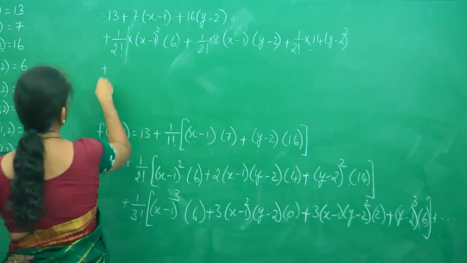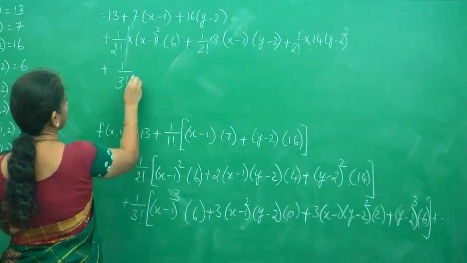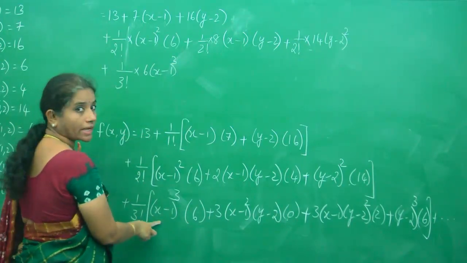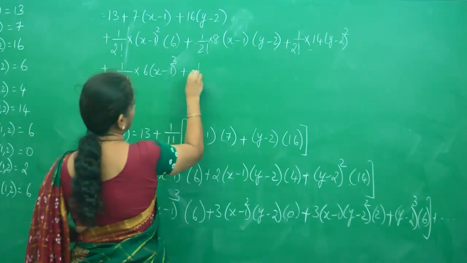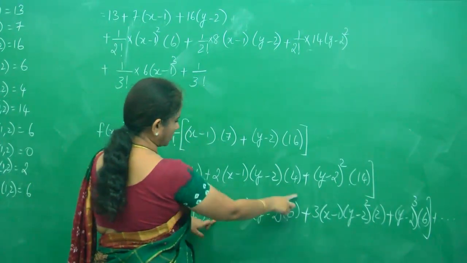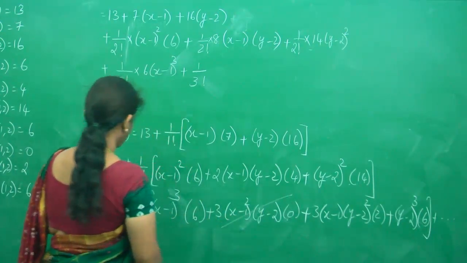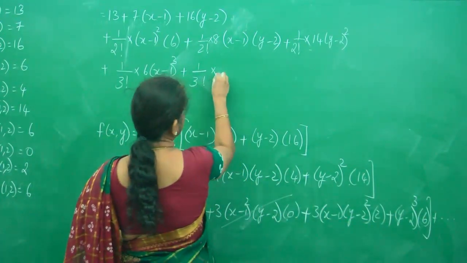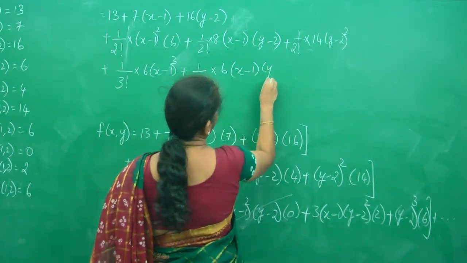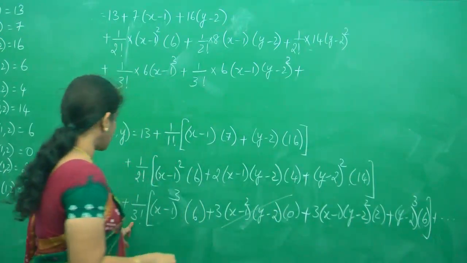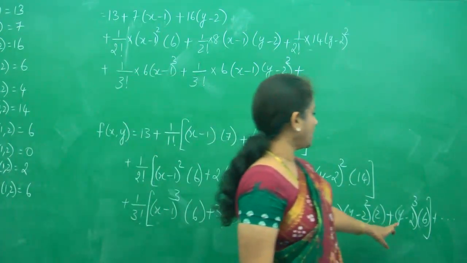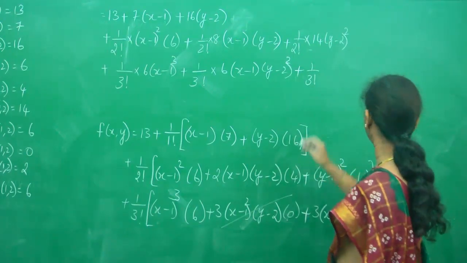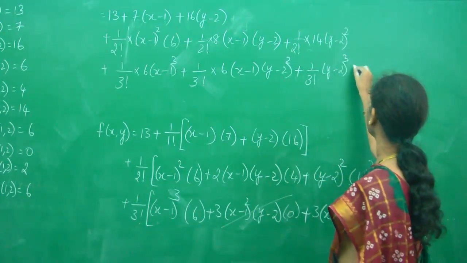Coming to the third line, plus 1 by 3 factorial into 6 into x minus 1 the whole cube, plus 1 by 3 factorial into, actually this is 0, so it is nice for me, no need to write it. Then 3 times 2 is 6 into x minus 1 into y minus 2 the whole square, plus the last term, 1 by 3 factorial into y minus 2 the whole cube times 6.